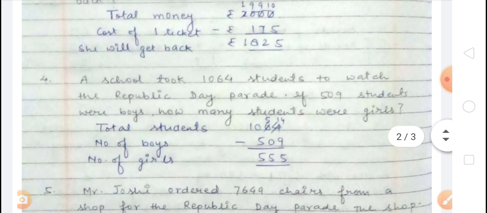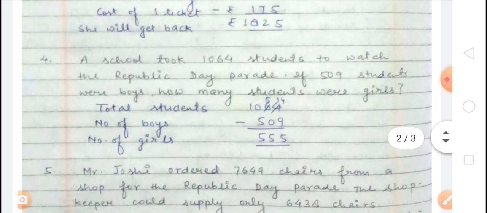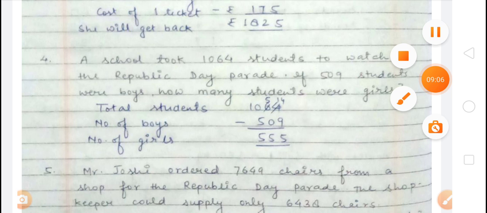Now come to question number 4. A school took 1064 students to watch the Republic Day parade. If 509 students were boys, how many students were girls? Okay, so the total number of students is 1064, and the number of boys is 509. So the number of girls is 1064 minus 509.